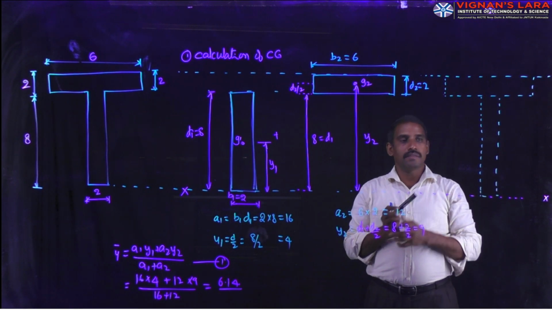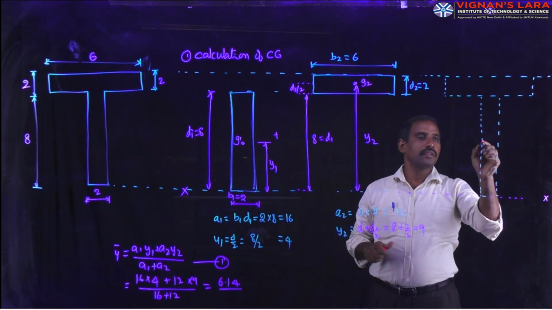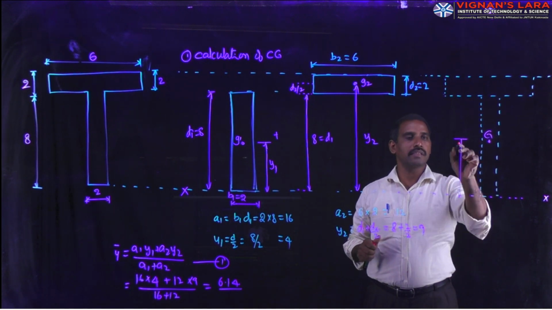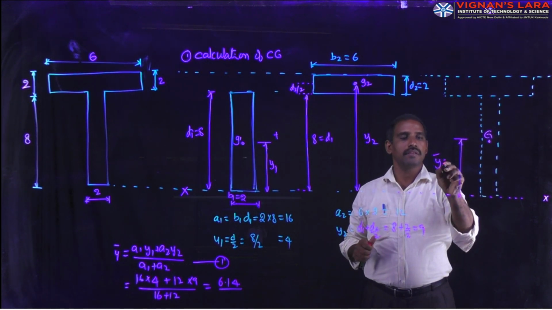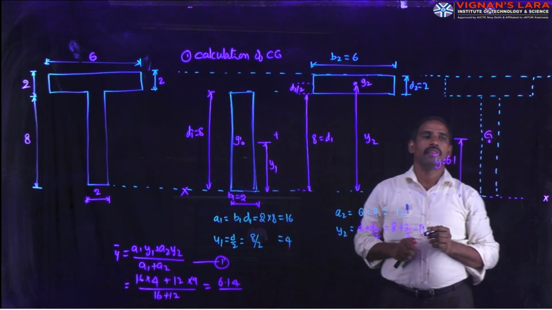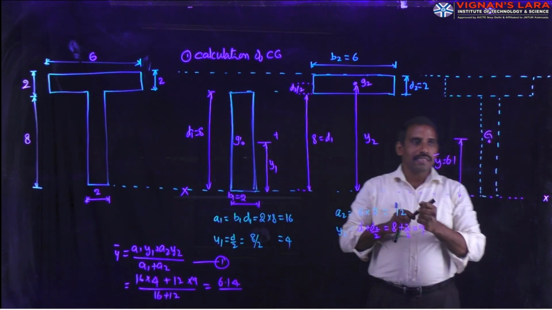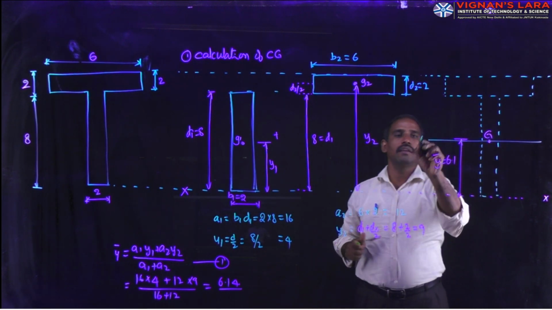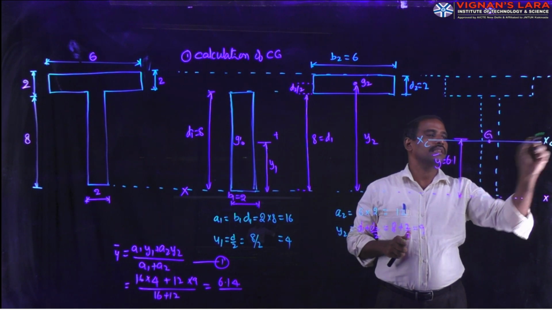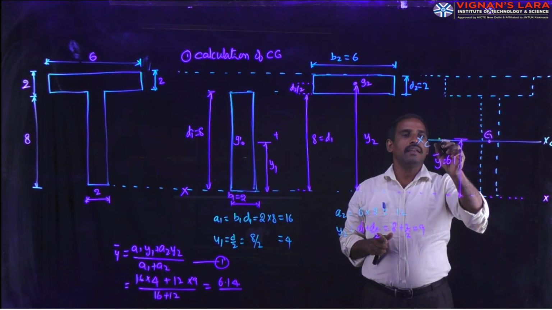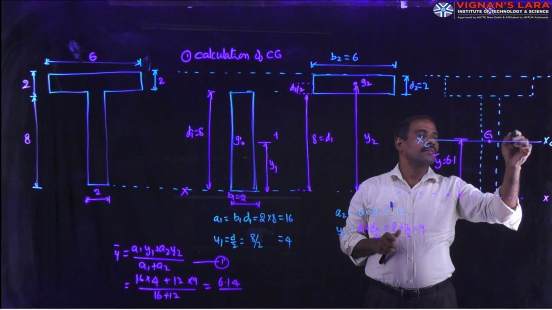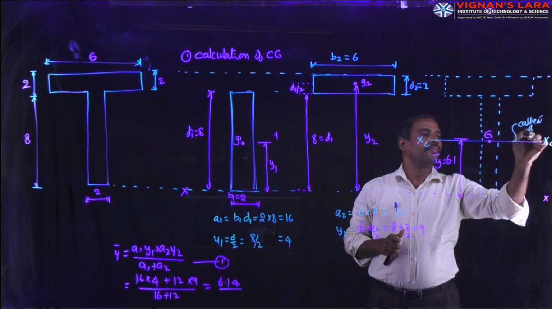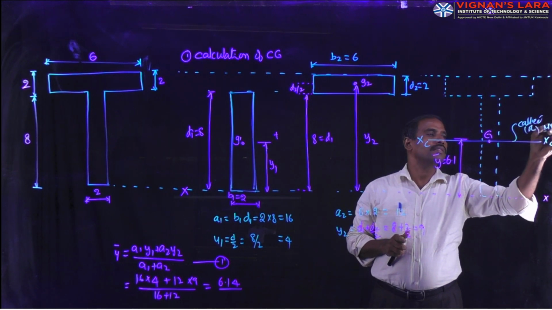The y bar is measured. So this is capital G, represented by capital G. It is the y bar, which is equal to 6.1. So this is called the centroidal axis, or if you draw the axis passing through this, it is called the centroidal axis XC. In the calculation of the bending stress, this is also chosen as the neutral axis.